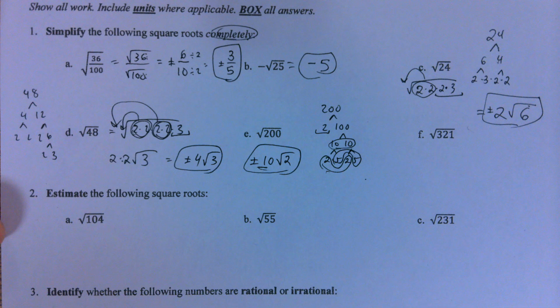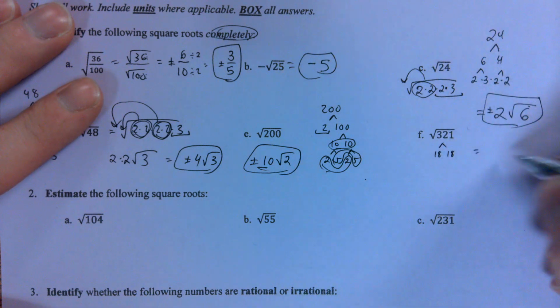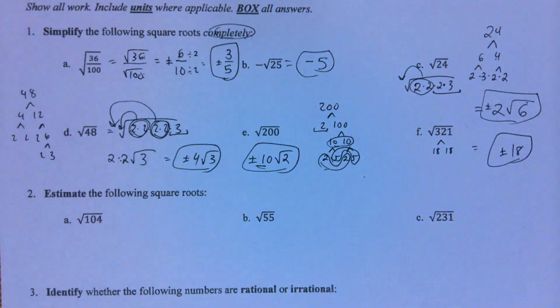And finally, the square root of 321. It should be a perfect square. That is 18 times 18. So my answer is just plus or minus 18. Right? Wait, that's not right. 18 times 18 is 324. 321.